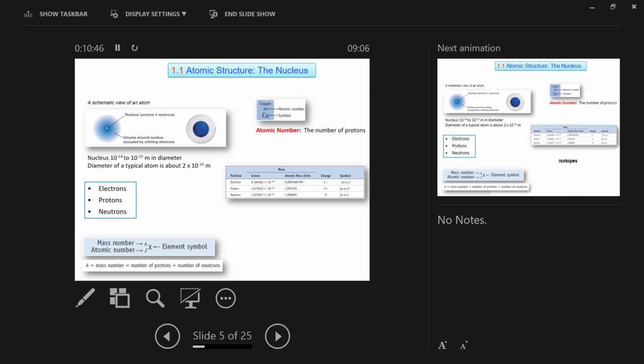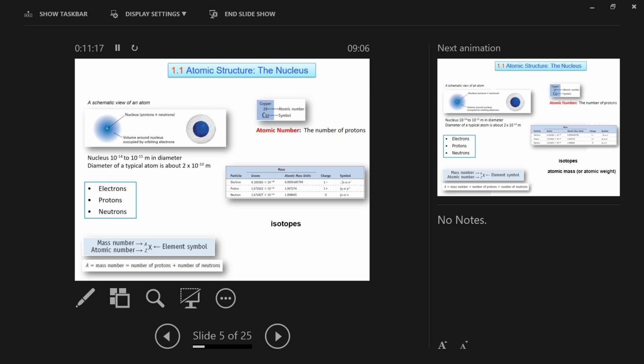Okay, mass number is equal to number of protons plus number of neutrons, as I said. One important thing is that we can have several atoms that have different weight but are the same atom. What we cannot have is two atoms that are the same with different atomic number. This cannot be.